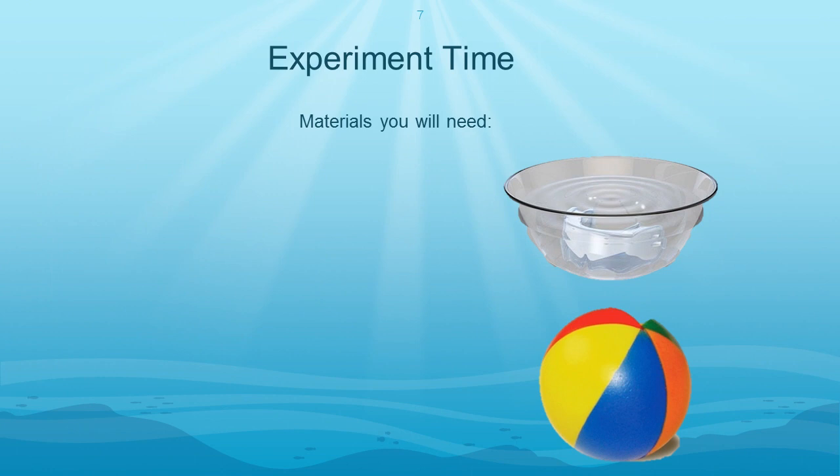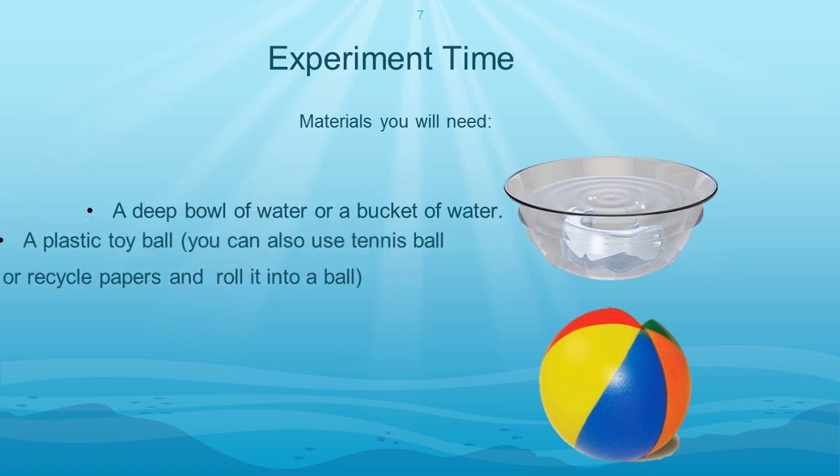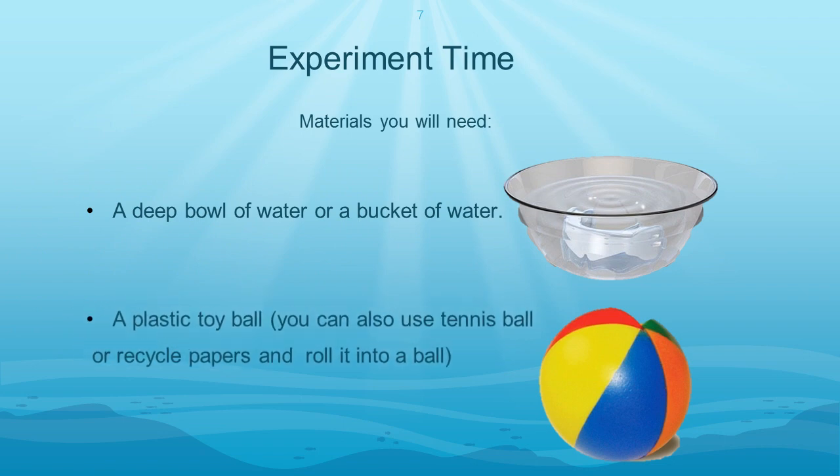Now it's time for some fun and experiment. Materials that you will need are a deep bowl of water, or you can also use a bucket of water. Fill it with water. We need more water. And you will use a plastic toy ball. You can also use a tennis ball or any other plastic ball that is available at home. If not, you can use some recycled papers and roll a ball out of it.